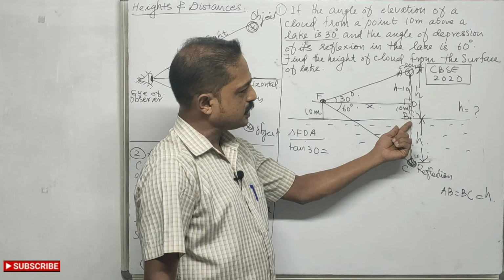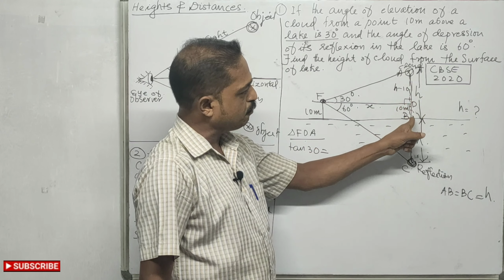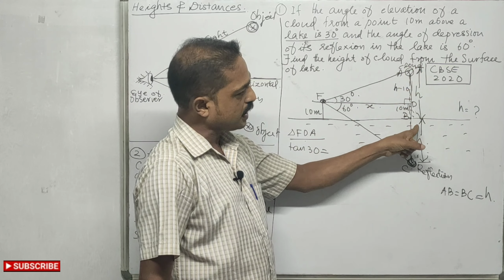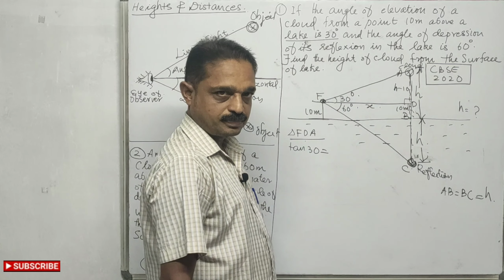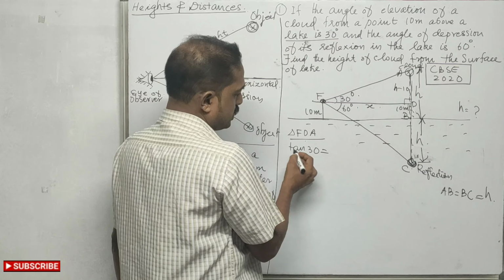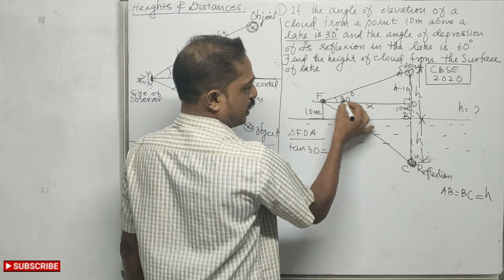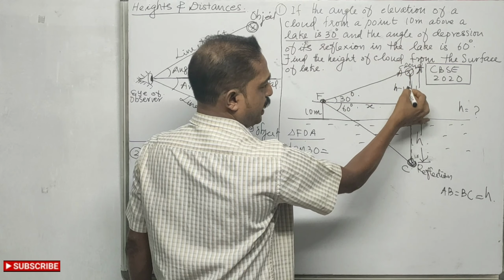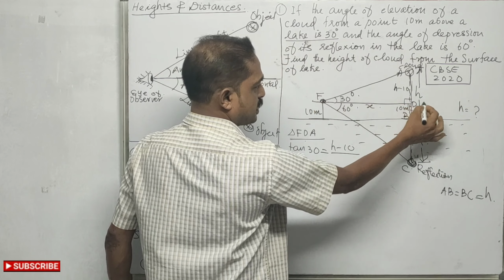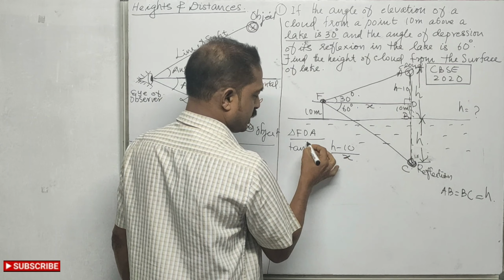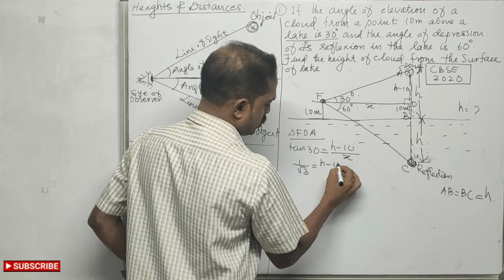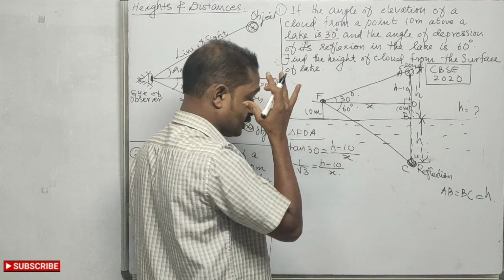What is the total distance AB? AB is equal to AD plus DB. AD is equal to H minus 10, plus H. H minus 10 plus H is the total distance AB, which is the height of the cloud above the surface of the lake. Tan 30 is opposite side by adjacent side. Opposite side is AD, which is H minus 10, divided by adjacent side FD, that is X. What is tan 30? Tan 30 is 1 by root 3. 1 by root 3 is equal to H minus 10 divided by X.